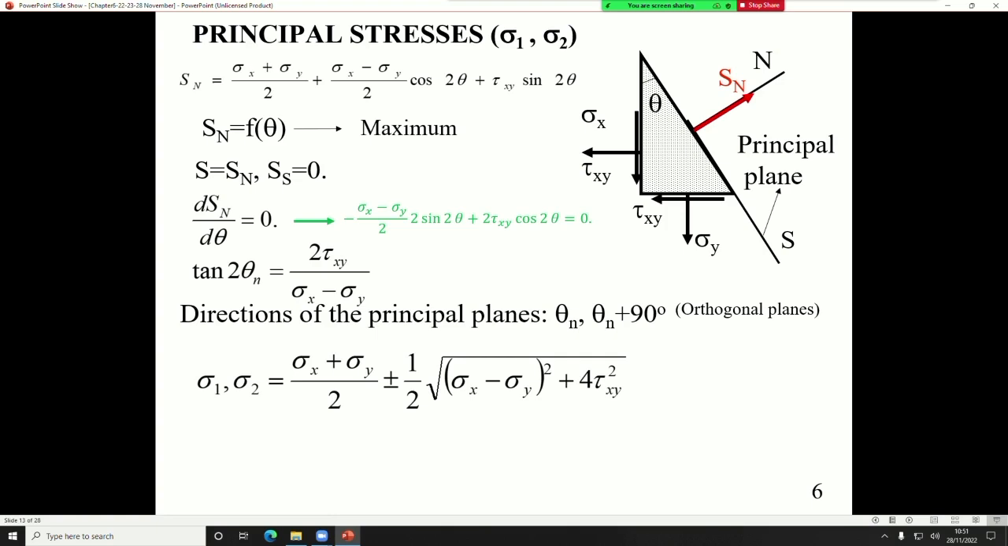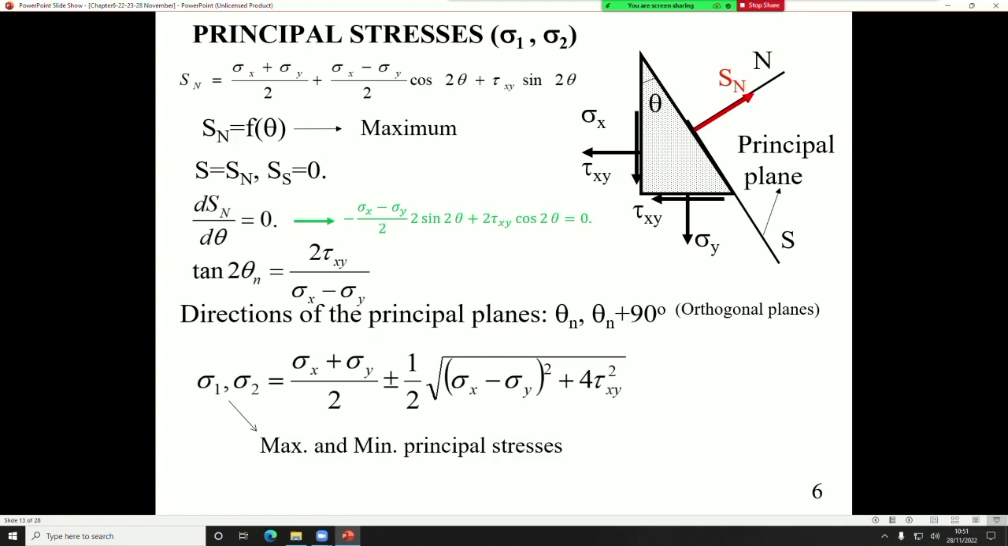And based on what I showed you, these two are orthogonal. It means the two principal planes are normal to each other, because 2 theta n and 2 theta n plus 180 degrees have the same tangent. Therefore, the two planes must be orthogonal at any point. But one of them is subject to maximum normal stress. We call it maximum principal stress.